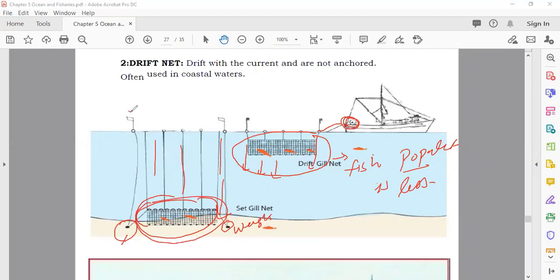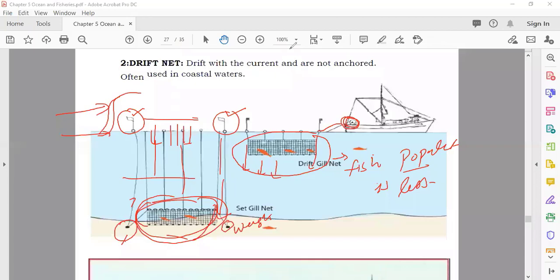And sometimes they use flags at the surface of the water. These are an indication that some kind of activity like fishing is going on under there. So that if any other big boat or ship wants to come here, they should change their direction. So that is the main purpose of putting these warning signs. So this is known as the drift net.